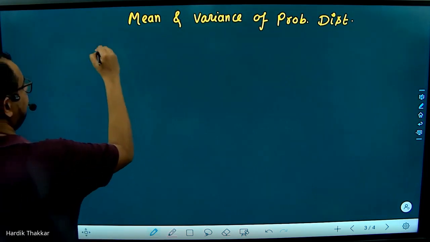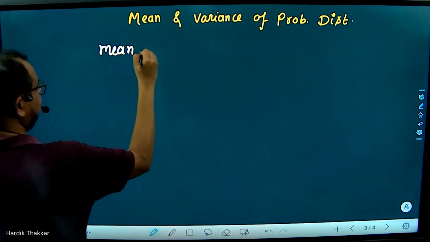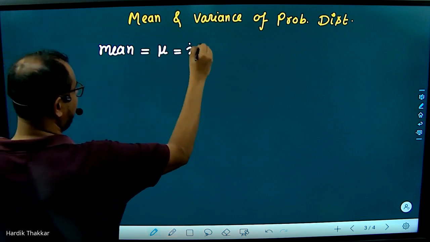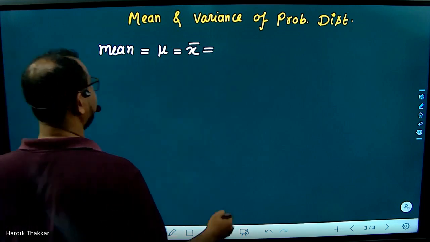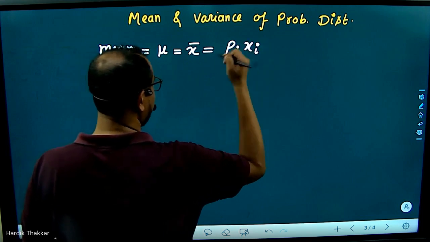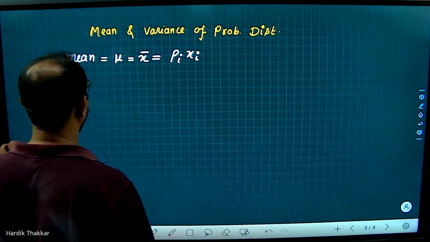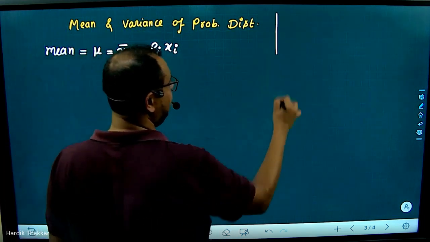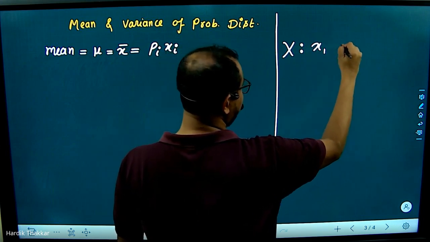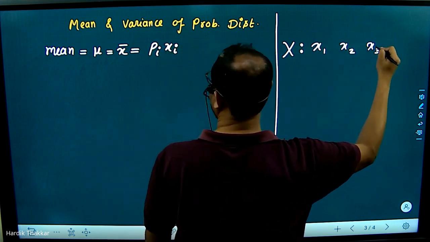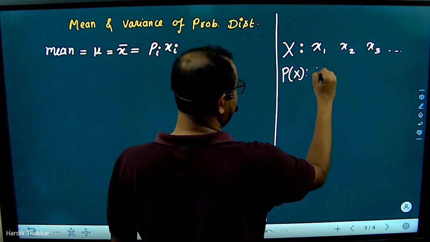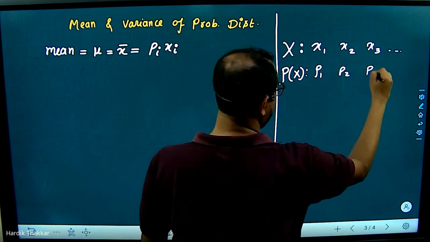Okay, so the mean is represented by either mu or x bar. Now the mean of any random variable is equal to the summation of pi into xi. Now what are this pi and xi? Here xi are the elements of the random variable. In case of a probability distribution, let us consider the random variable x has elements x1, x2, x3 and so on, and its corresponding probabilities p of x are p1, p2, p3 and so on.